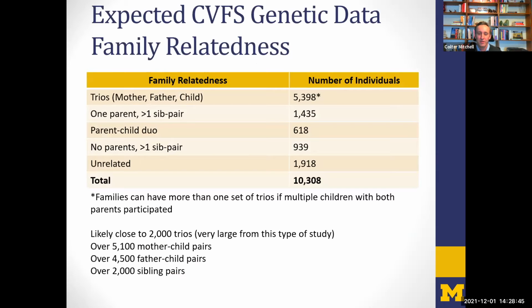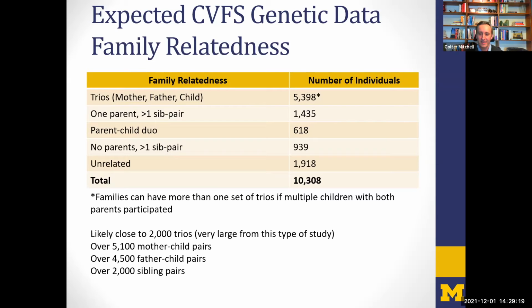So one of the really cool things, as you know from CVFS, is that there's a lot of family relationships, and that's really interesting and has a lot of opportunities for genetic research. So these are what we kind of expect in terms of our sample sizes. We're still finalizing this because we haven't finished all the QC, so these numbers will definitely change. But this is some rough estimates for what we expect in terms of what we call trios, which are mother, father, child.